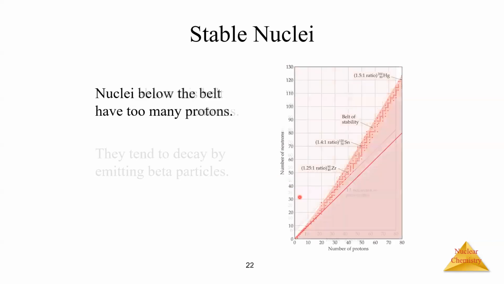And then with the atoms that are below this belt of stability, we'll see the opposite. In this case, we've got too many protons. So with these ones, there are actually two different forms of decay they can undergo, ultimately resulting in the same thing, converting one of those protons into a neutron.